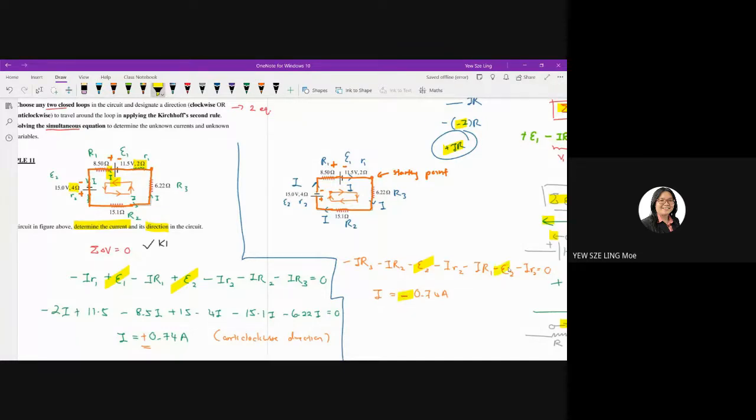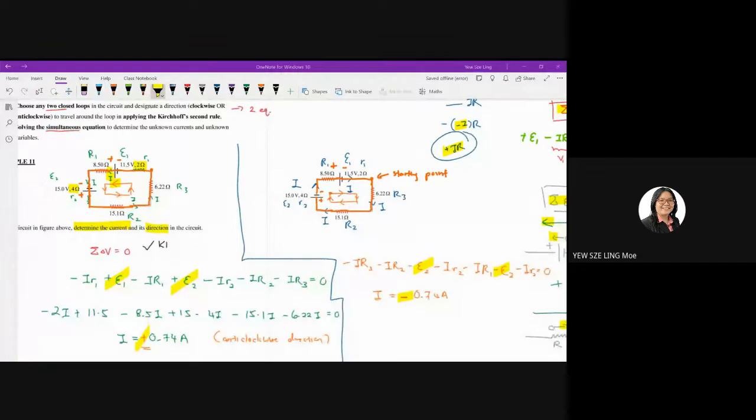Just now we had positive EMF, now we have negative EMF. Just now we had positive I, now we have negative I. Does it mean that we are wrong? No, don't worry about that. You are still having a right answer based on the diagrams that you draw. So when it comes to Kirchhoff's law questions, you always have to show the diagram.